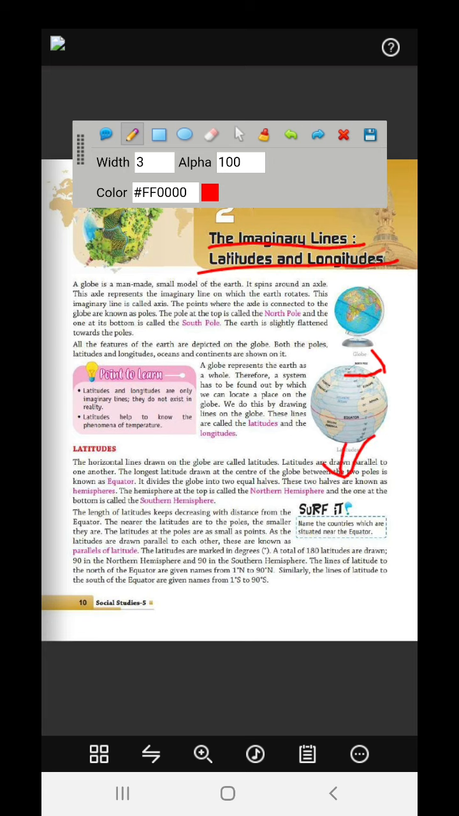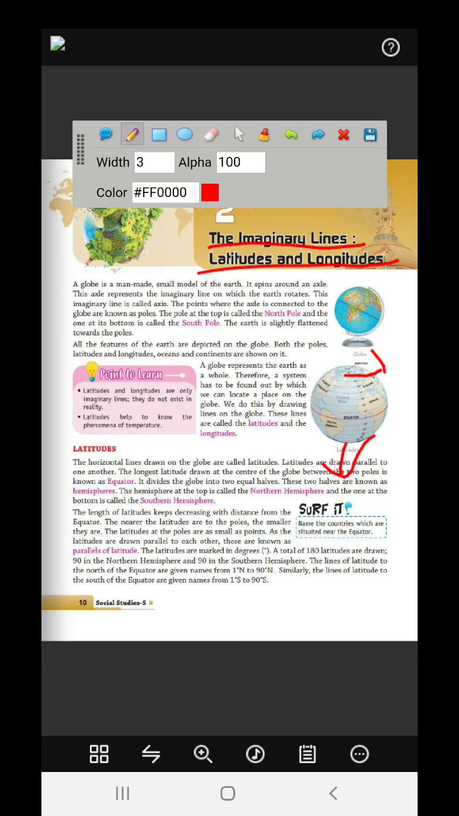The earth is slightly flattened towards the poles. So all the features of the earth are depicted on the globe. Both the poles, longitudes and latitudes, oceans and continents are shown here. A globe represents the earth as a whole. Therefore, a system has to be found out by which we can locate a place on the globe.